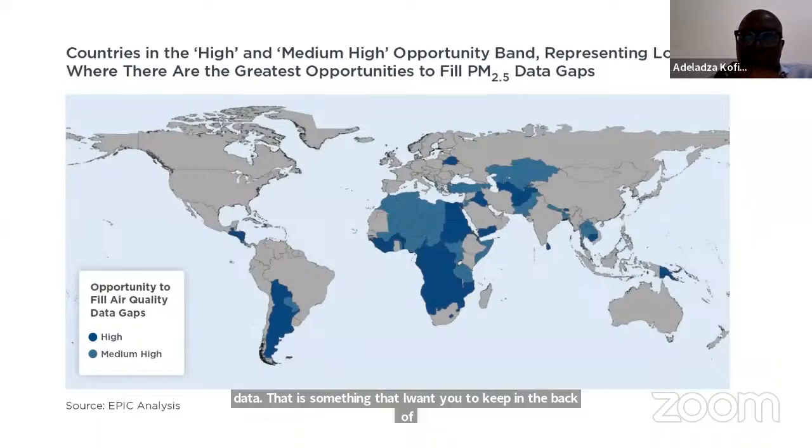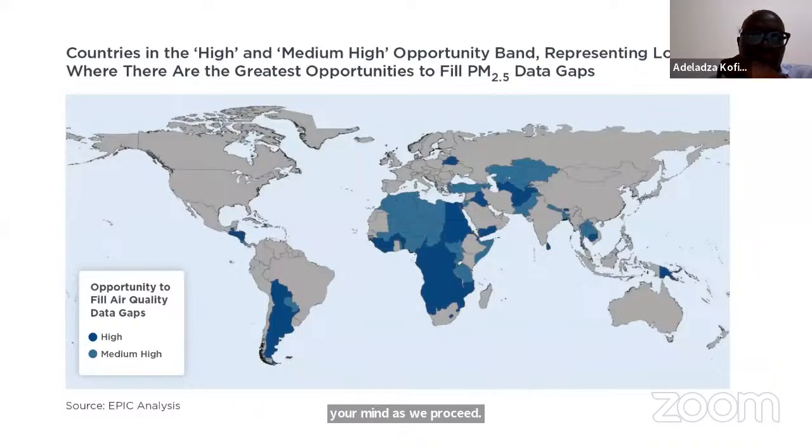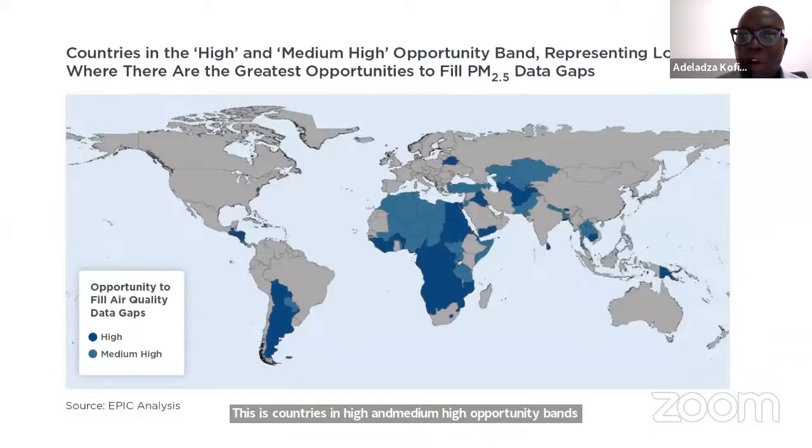Then this was also a recent report that was produced, showing countries in the high and medium-high opportunity band, representing locations where there is the greatest opportunity to fill PM2.5 data gaps. There are PM2.5 data gaps across the world, and this report was trying to look at regions where there are opportunities to fill them. Africa has the greatest opportunities, as you can see from the map. But how do we leverage these opportunities? That is something we'll come to as the lecture progresses.